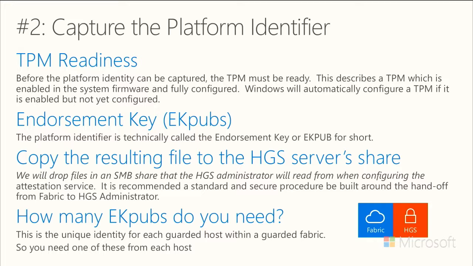So to be crystal clear here, this step needs to be performed on every single one of your guarded fabric Hyper-V hosts. So if you had 1,000 Hyper-V hosts running your guarded fabric that could run tens of thousands of shielded virtual machines, you would need to extract the endorsement key public, or EKPub, from every single one of those hosts. So again, at this point, let me hand it over to Ryan, who's going to walk you through how it is we capture that platform identifier.